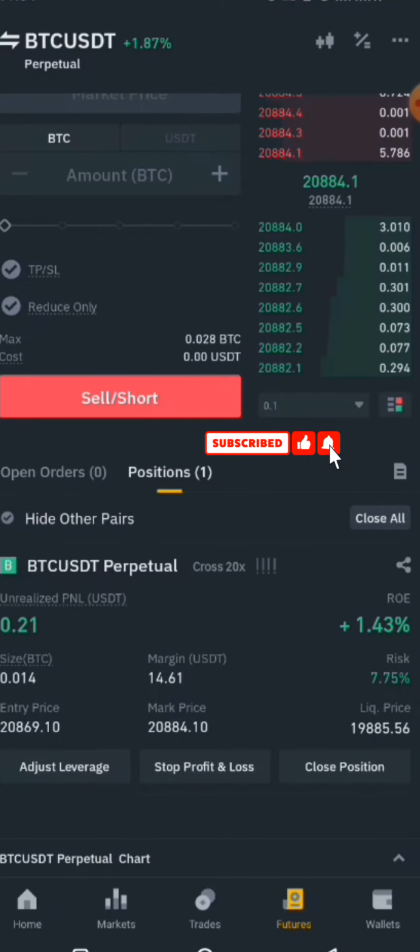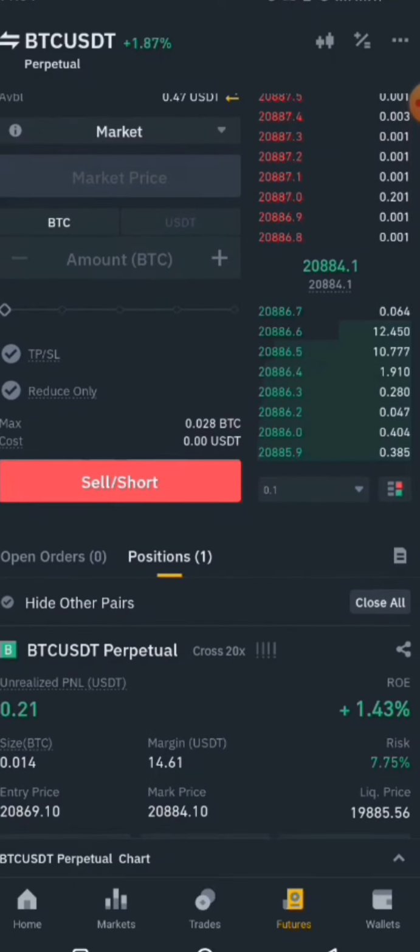When it comes to trading futures, another thing I have to tell you is do not trade futures blindly. Make sure you have your backings.